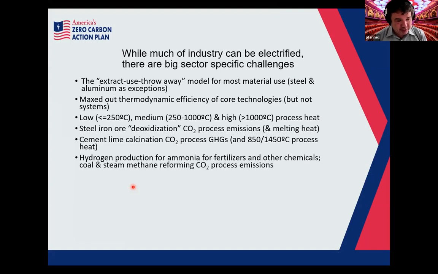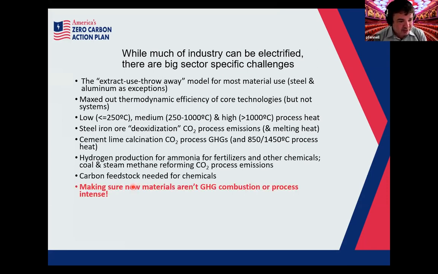Hydrogen from steam methane reforming with CCS is significantly cheaper than green hydrogen, and there are limits on how cheap you can make electrolyzers. You also need some form of carbon feedstock for chemicals. And you have to make sure that any new things we produce aren't producing a lot of greenhouse gases.